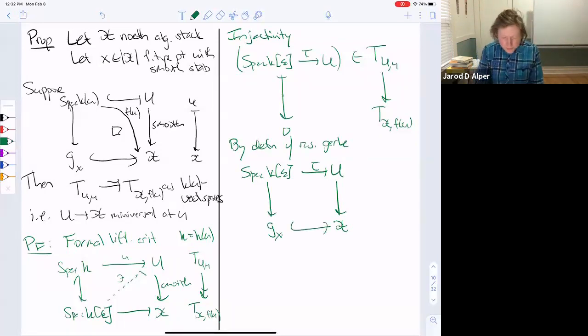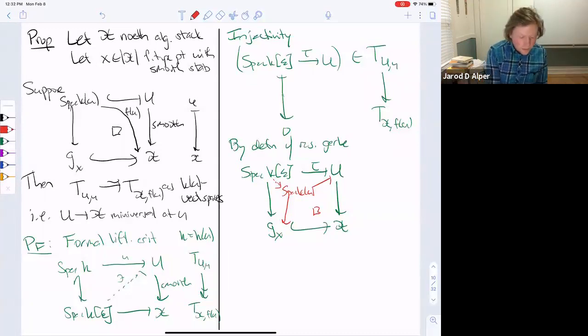And therefore, we know what the fiber product of this diagram was. That was spec of K of U. This is a Cartesian diagram here. And therefore we get a tangent vector of the fiber product. Well, the fiber product is just a point, and so it's trivial. So that tells you that your tangent vector is zero. And therefore we get an isomorphism.